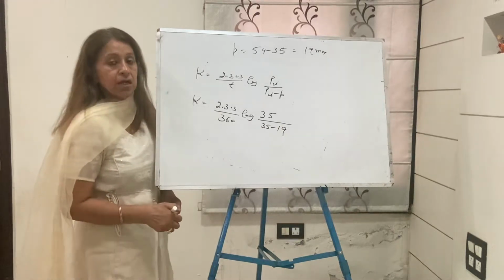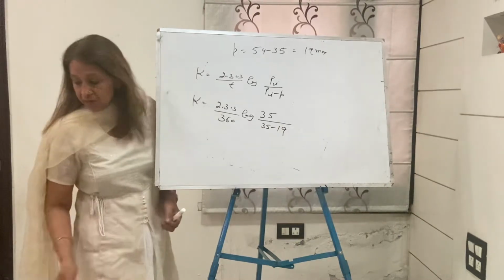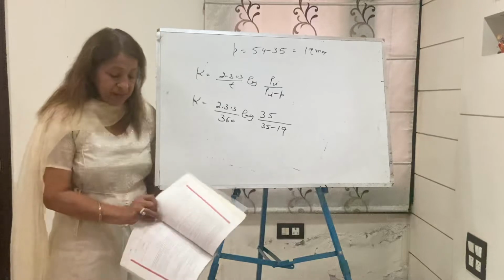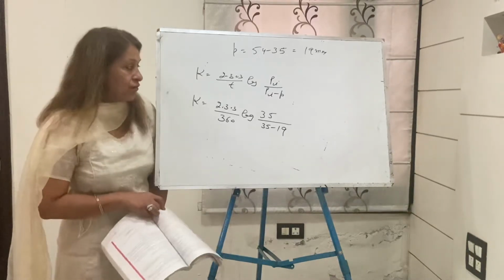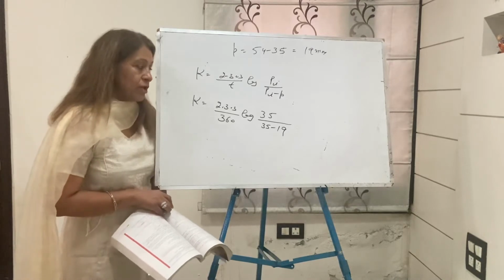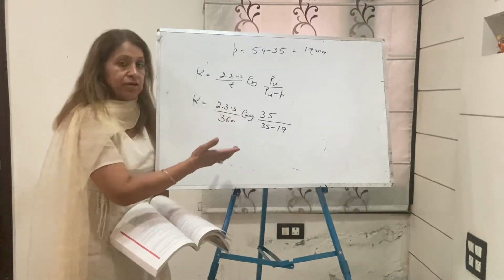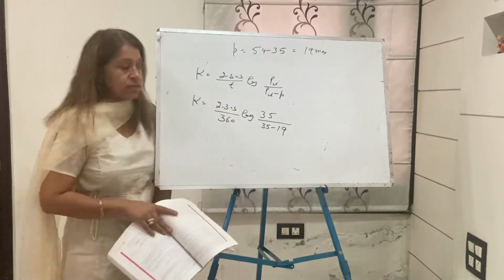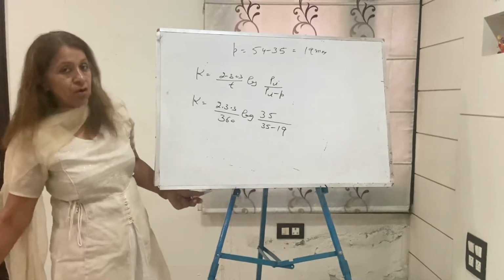Again listen, your initial pressure is 35 given. Let me check again. Yes, the initial pressure is 35. 35 minus small p, which is 19. That comes to 35 divided by 35 minus 19. Do the calculation and your answer will come.